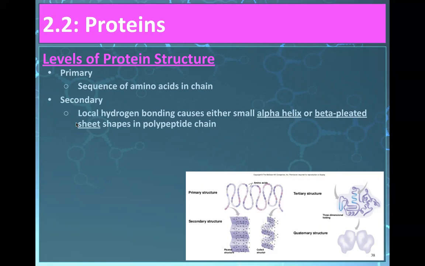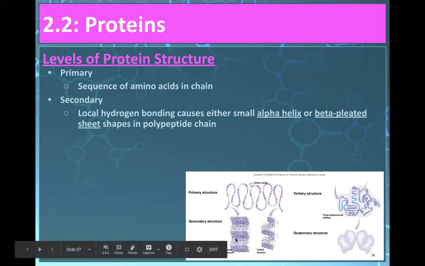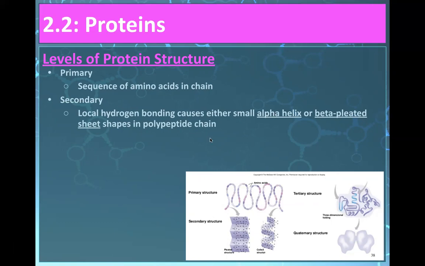Secondary shapes form, so these are localized interactions, just local shapes that form through hydrogen bonds. Okay, so the important thing here for secondary is that it's hydrogen bonds that are doing the work. They're localized little shapes. So if we look at the entire structure of a polypeptide here, we can see an alpha helix as well as a beta pleated sheet. So these are two examples of those localized shapes that form through hydrogen bonds.